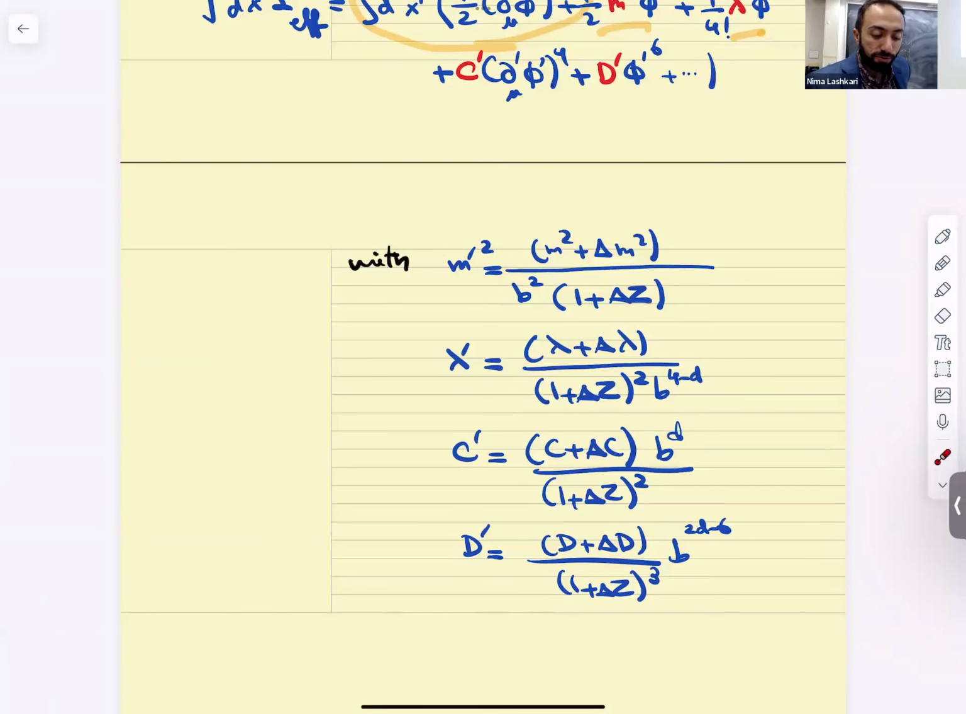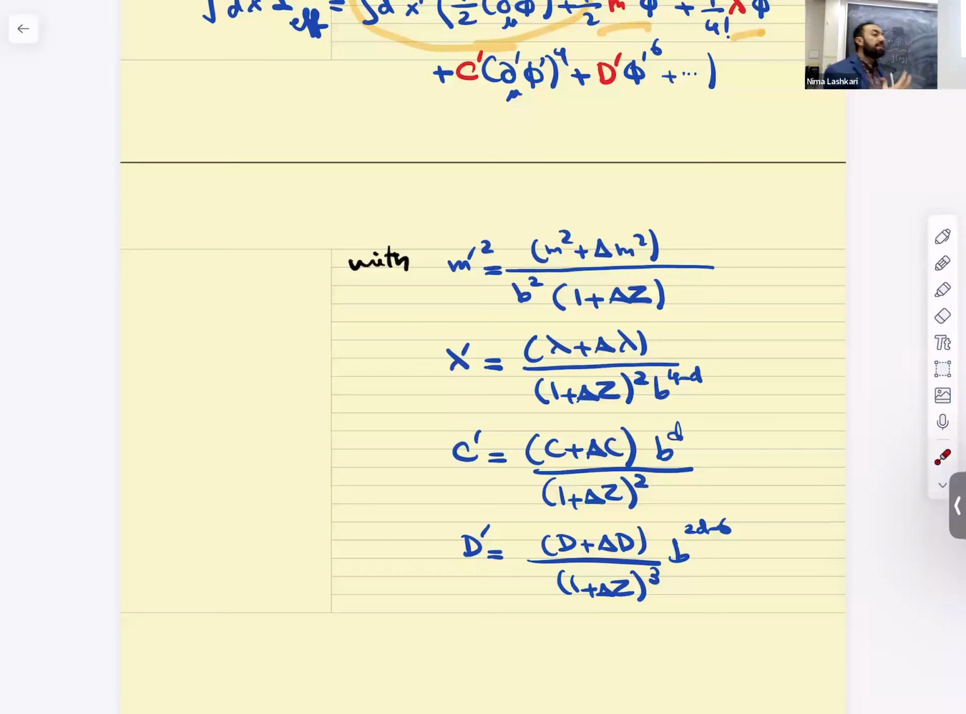M prime squared is of this form, and this form. And these I have to calculate by doing those loop integrals, depending on my theory. This is called renormalization group flow of couplings. The couplings change as you go to low energy. Good?